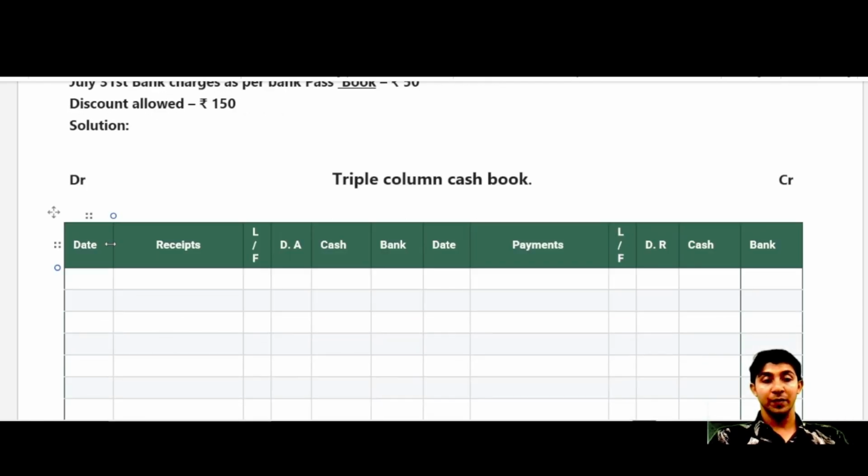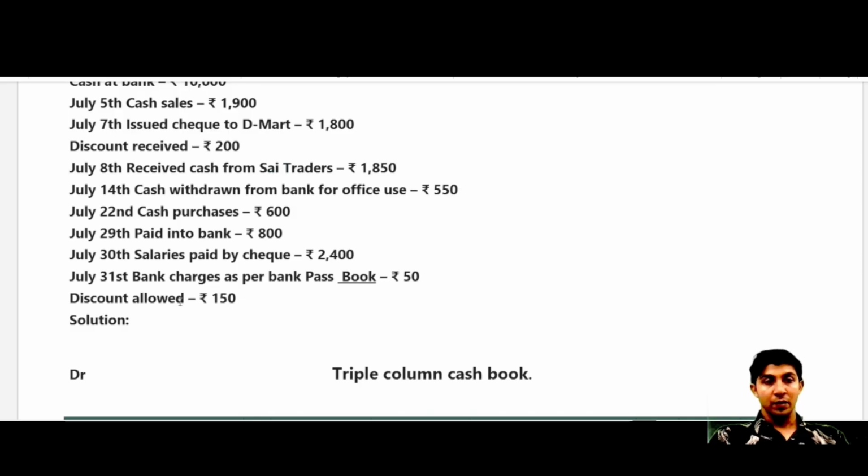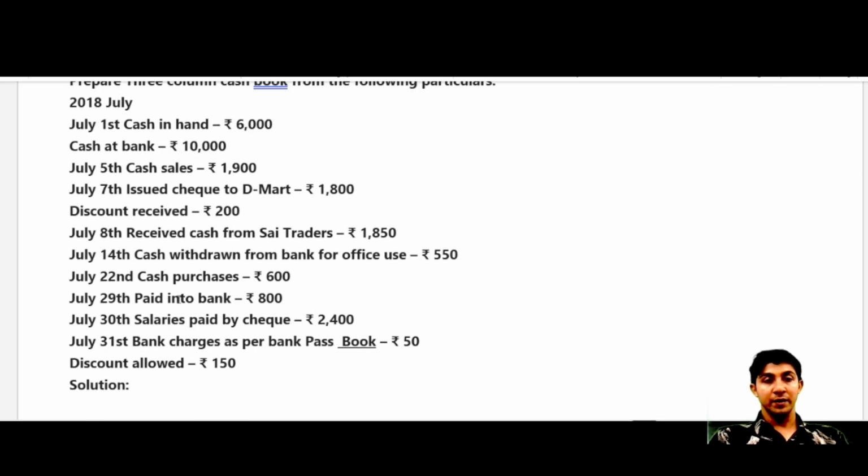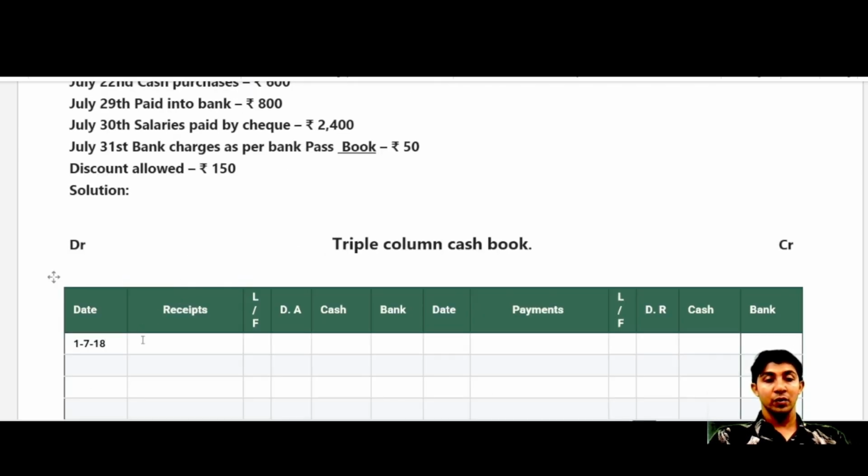we'll write the date. What is the date? The date is 1st July. So here we will write 1st July 2018. Cash in hand 6,000, cash at bank 10,000. So this is the balance. So we need to write to balance brought down B/D. Cash in hand is 6,000 and cash at bank is rupees 10,000.